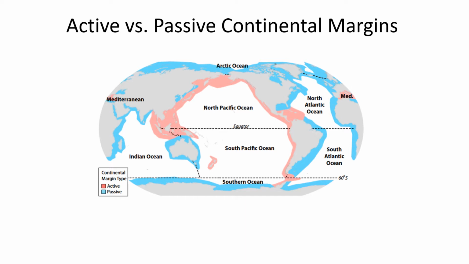Here's just a quick map showing the worldwide distribution of both active and passive margins. You can see in general that in the Pacific Ocean, much of the perimeter of the Pacific Ocean basin is characterized by active margins. And then particularly in the Atlantic Ocean basin, much of the perimeter of the Atlantic Ocean basin is characterized by passive margins.